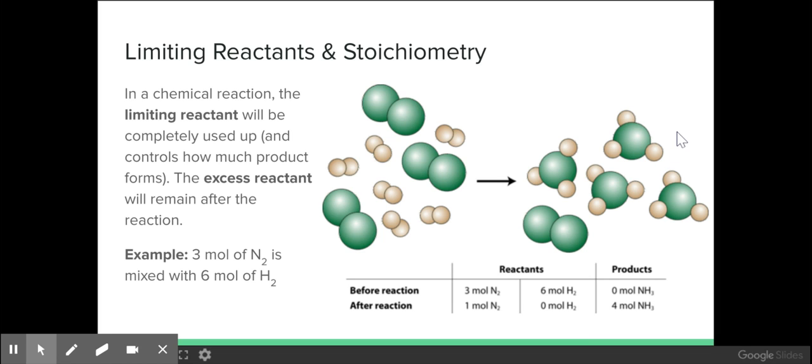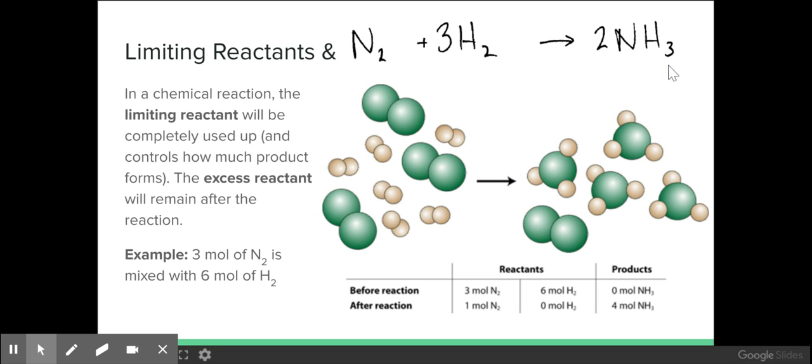One of the most important topics that's going to come up on the AP exam is limiting reactants, and having a very firm understanding of what a limiting reactant is versus an excess reactant. A limiting reactant is a reactant that is completely used up at the end of a chemical reaction, while the excess reactant is the reactant that there happens to be some left over at the end of the reaction.